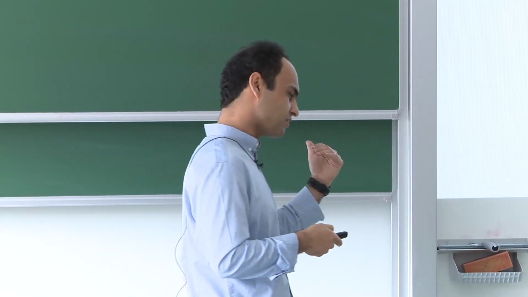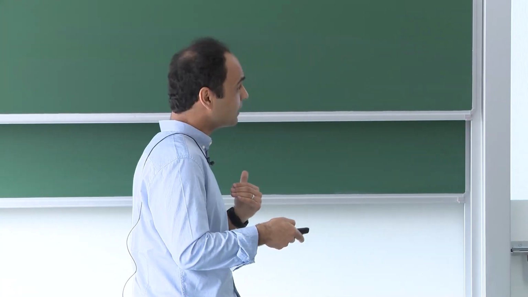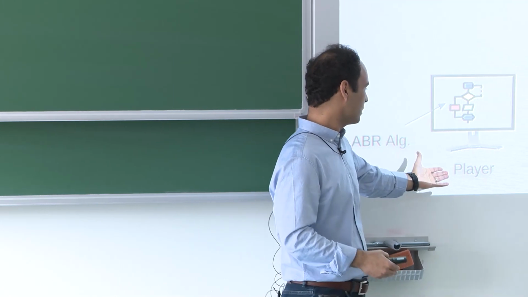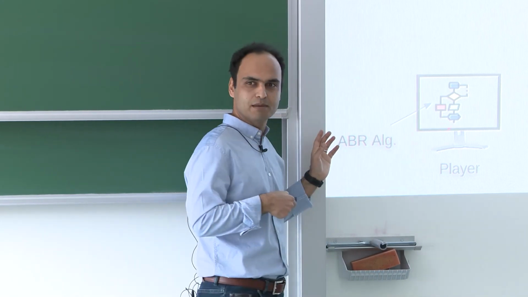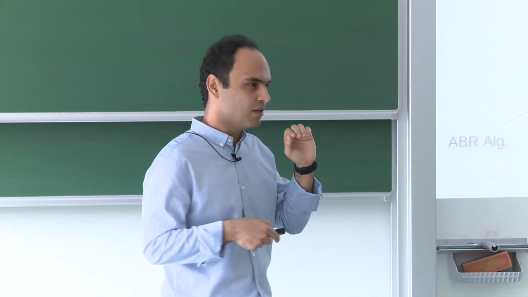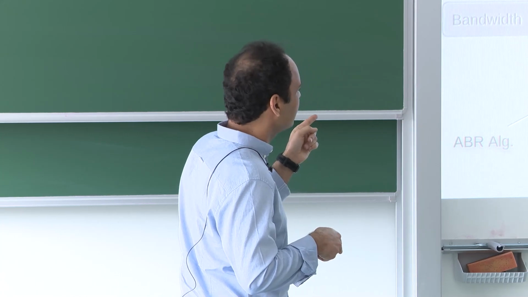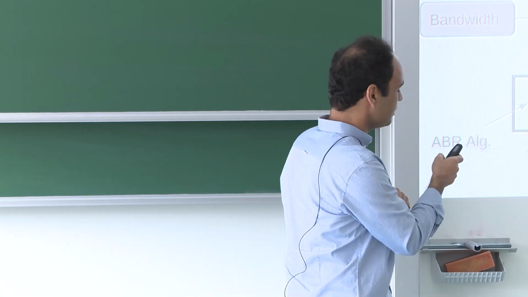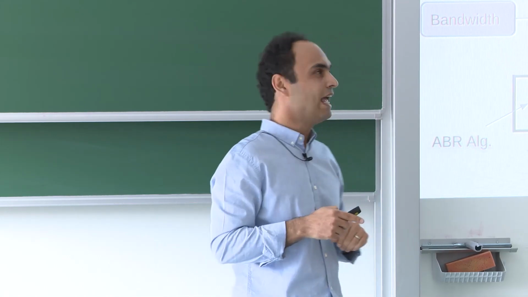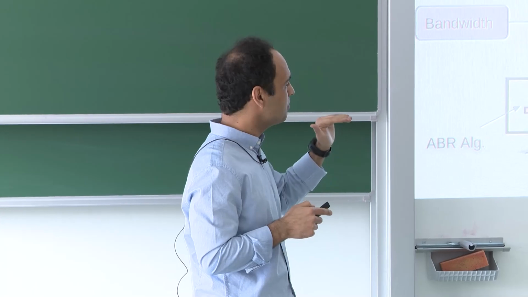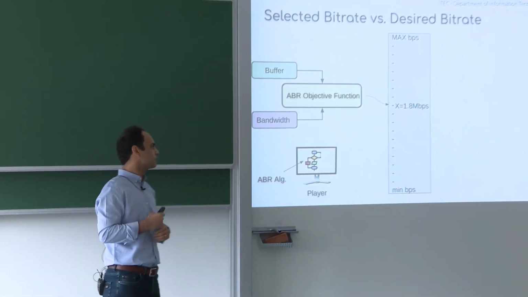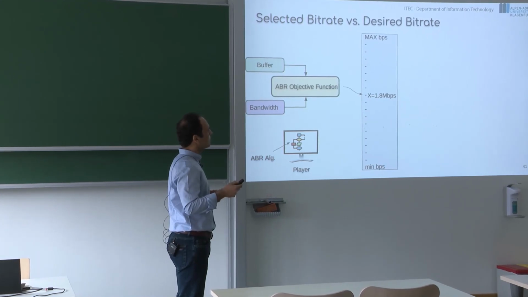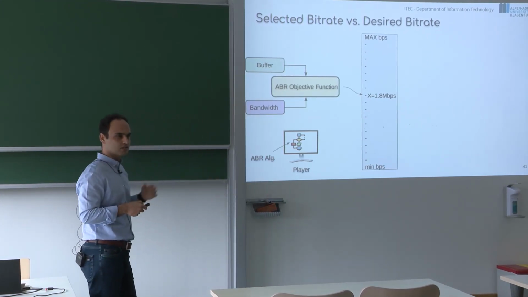Selected bitrate is the bitrate that the client selects from the CDN server, okay? But to explain the difference between desired bitrate and selected bitrate, take a look at the player. In the player we have ABR, the brain of the player, that selects which segments should be downloaded. In this algorithm, we have an ABR objective function that considers buffer and bandwidth, for example. Then this ABR selects a value between min and max bits per second. Let's say here x equals 1.8 megabits per second is the selection of the ABR, its objective.